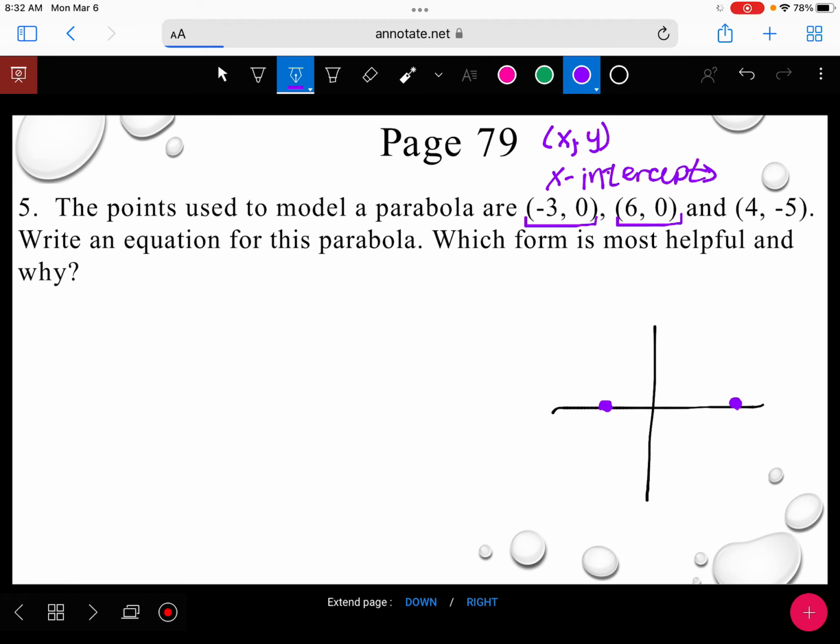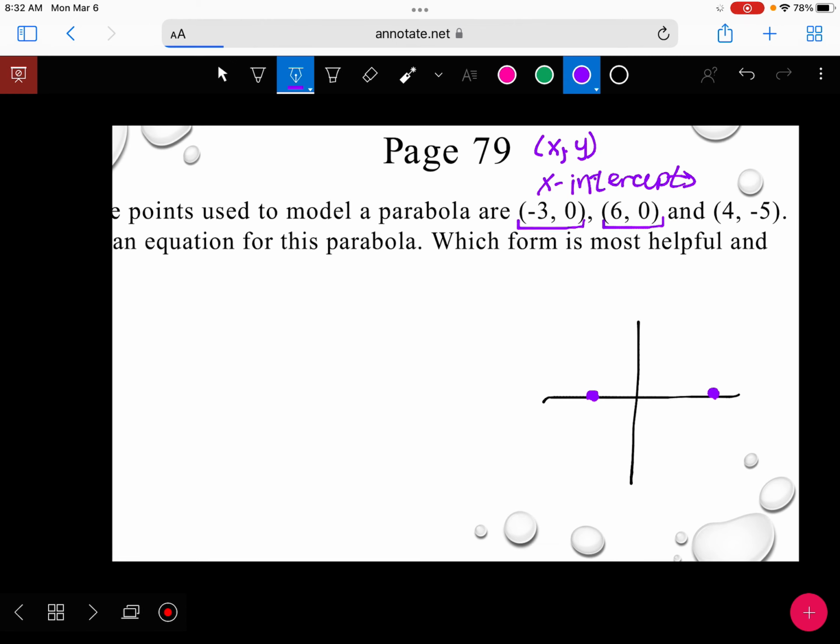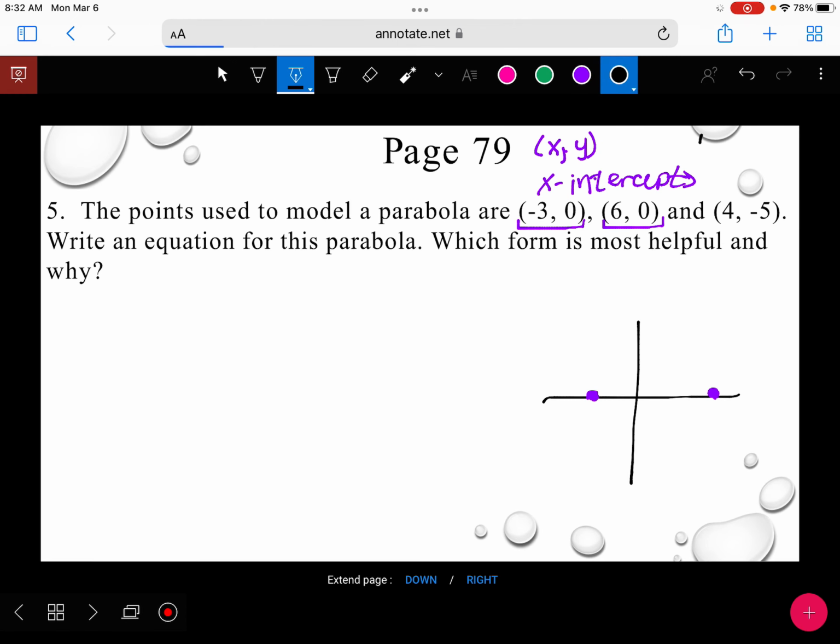When we're dealing with graphs and parabolas and polynomials and all that kind of jazz, x-intercepts have a couple other names as well. We can also call them roots or solutions or zeros, because my y's are 0.